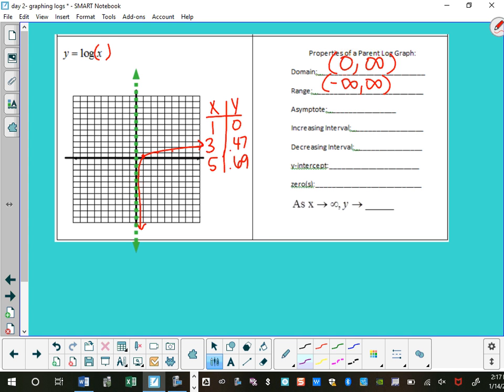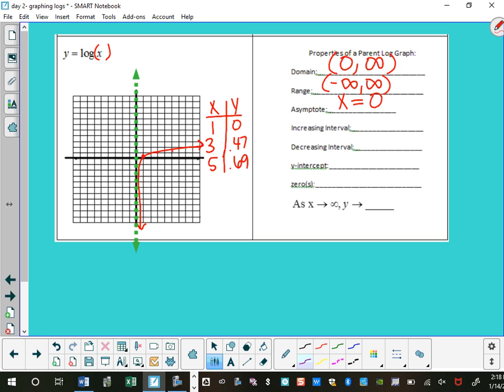My asymptote, if it is vertical, would that be x or y? For vertical, x will equal 0. When we had exponentials, that was horizontal, that's why it was y equals. But now my asymptote's going straight up and down, so that is vertical.